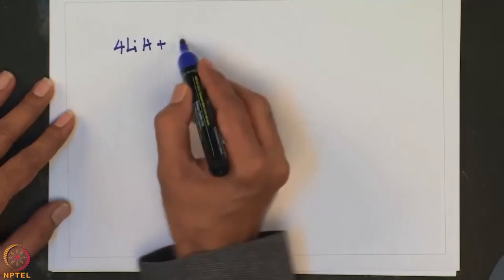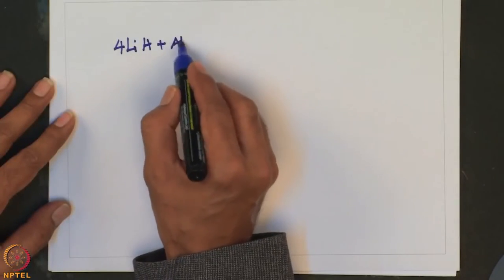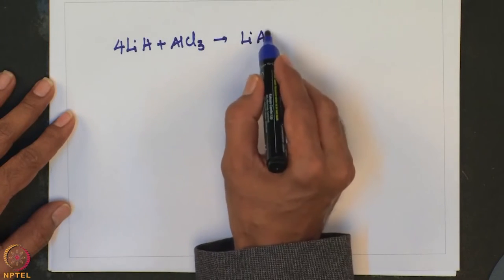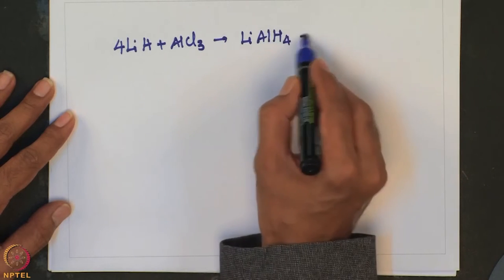Two important compounds of group 13 elements in organic synthesis are essentially aluminum hydride and lithium aluminum hydride. So, one can prepare these conveniently starting from aluminum chloride and lithium hydride. For example, lithium hydride on treatment with aluminum trichloride gives the very useful lithium aluminum hydride.